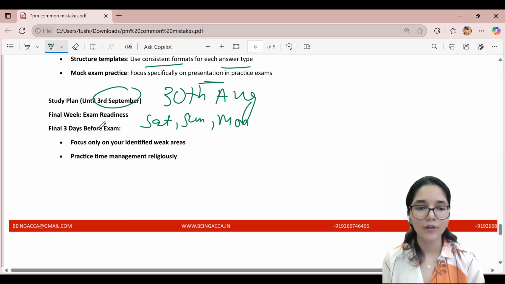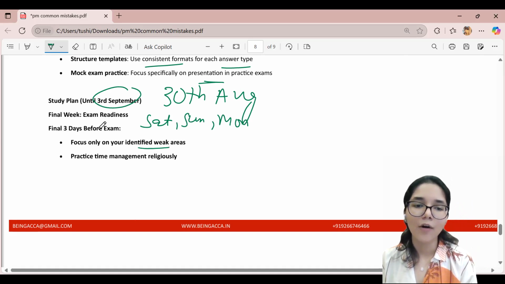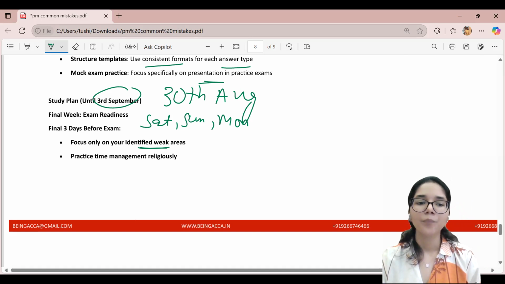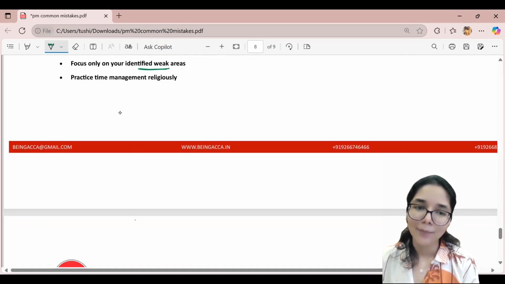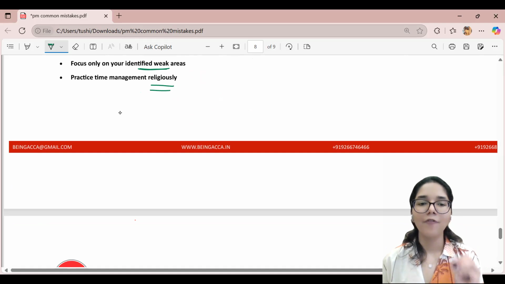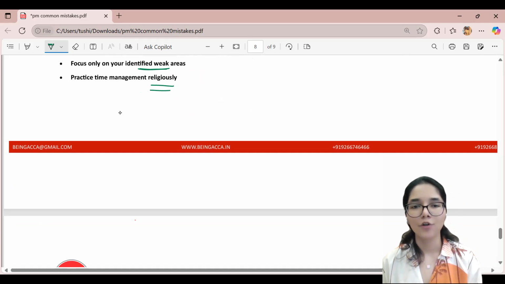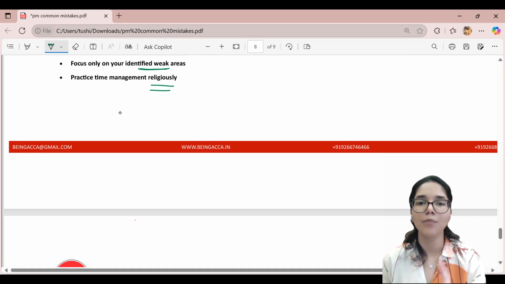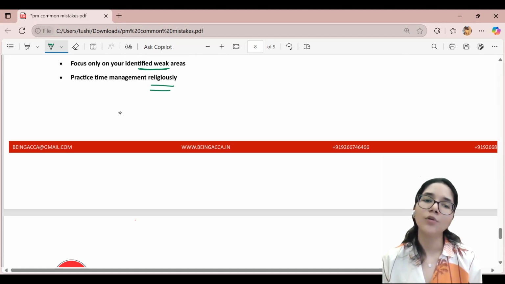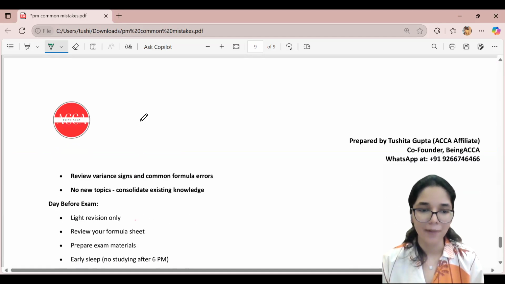What all are you going to do? Focus only on the weak identified areas. Practice time management religiously. Whatever papers, whatever questions that you practice, even if you're practicing a Section B question, one case study you're doing, 18 minutes, set a timer, follow that timer, and ensure that you're able to complete it within that time frame.